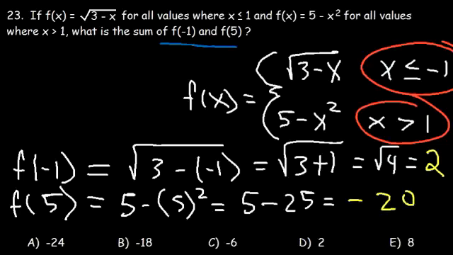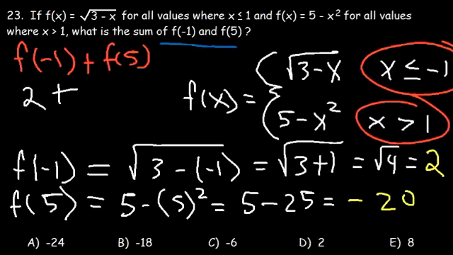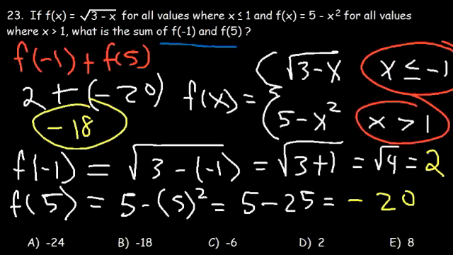So now we can find the value of f of negative 1 plus f of 5 because we're looking for the sum of these two function values. F of negative 1 we know to be 2, and f of 5 is negative 20. So 2 plus negative 20 is equal to negative 18, and so therefore B is the right answer for this problem.